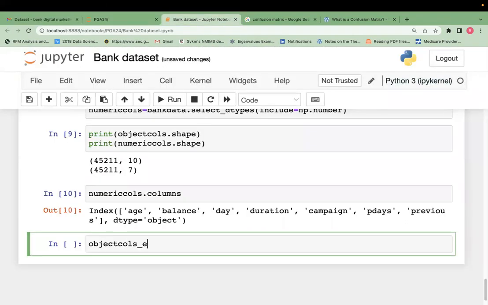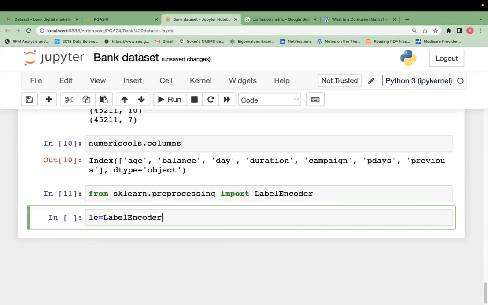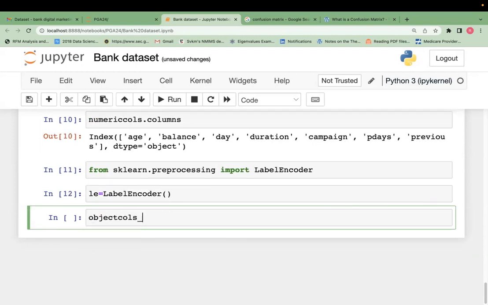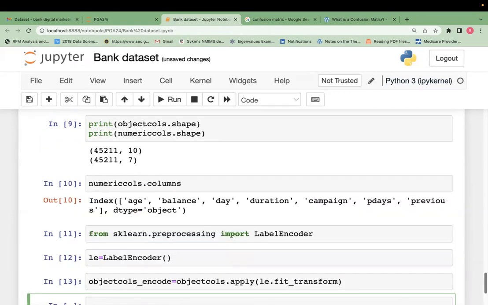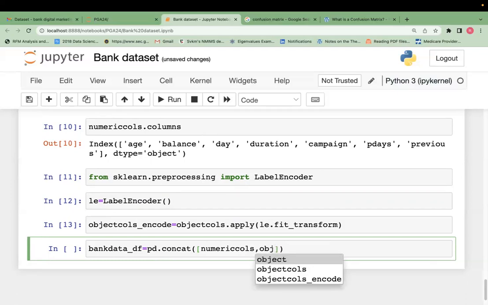For object_cols_encode, sorry, we have not imported the function. So from sklearn.preprocessing import LabelEncoder. le = LabelEncoder(). object_cols_encode = object_cols.apply(le.fit_transform). You have to separate them and then do the label encoding on them also. bank_data_df = pd.concat([numeric_cols, object_cols_encode], axis=1).